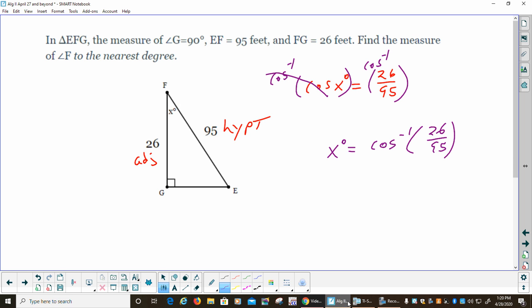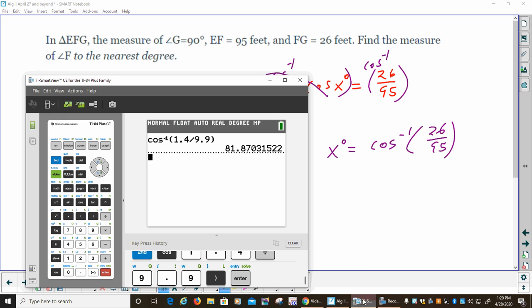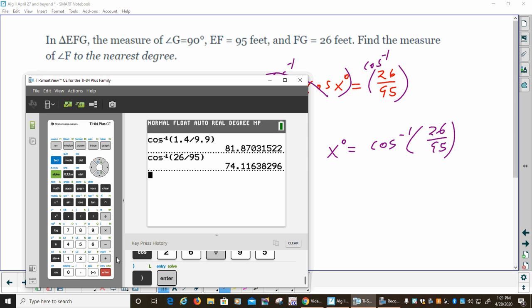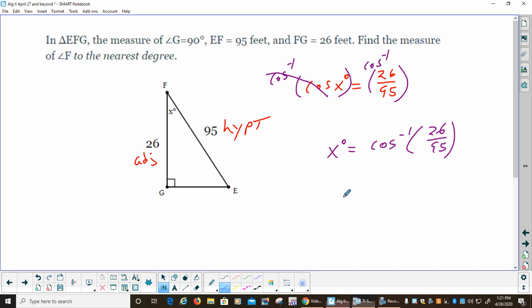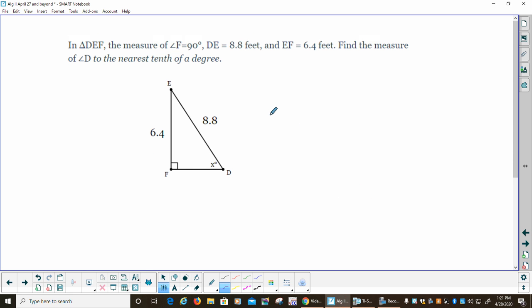And again, you just grab your calculator and type it in. Inverse cosine of 26 divided by 95. Enter. Round to the nearest tenth. Oops, this says round to the nearest degree. Okay, so that would just be 74. X is equal to 74 degrees. That's a degree symbol. Okay, let's try the next one.